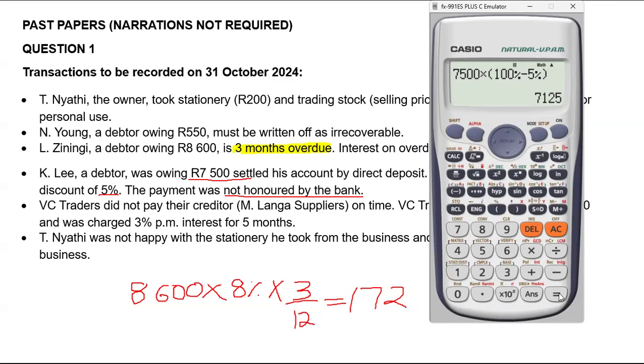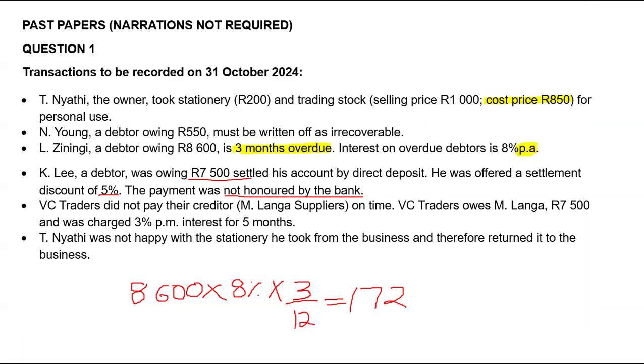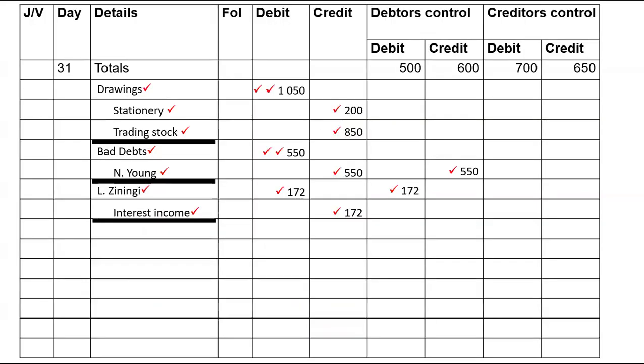We need to cancel the discount. The discount will be 7,500 minus that 7,125, which is 375. So we need to cancel that discount. When we recognize discount allowed, because it's an expense, we debit discount allowed. But here we are reversing it. So we are going to credit the discount allowed.